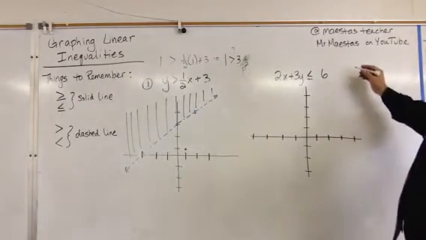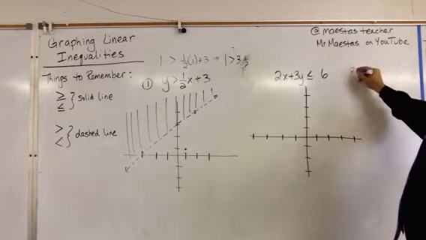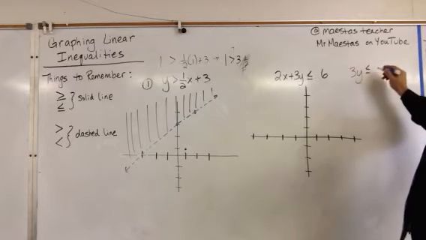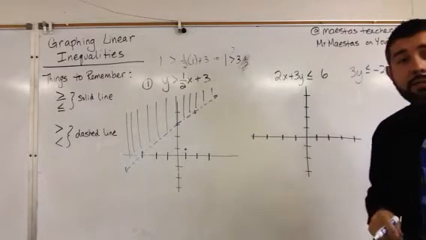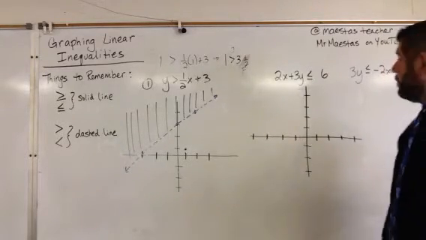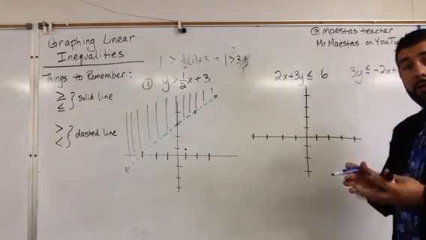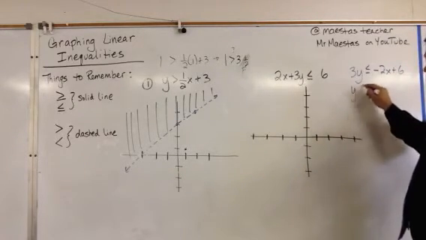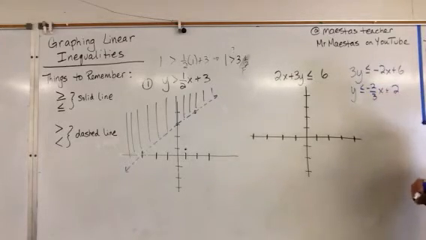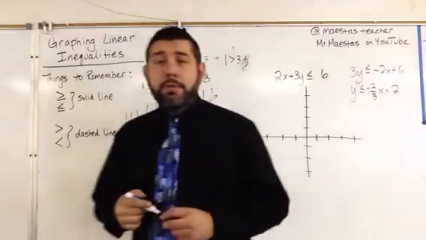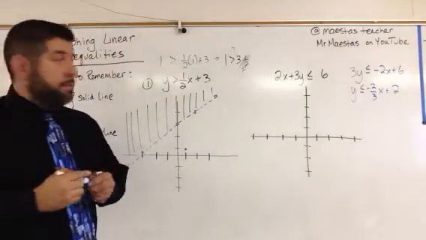So we're going to subtract 2x, and we're going to have 3y is less than or equal to negative 2x plus 6. So I subtracted 2x from both sides of the inequality. Then I'm going to divide everything by 3 to isolate y, and I get y is less than or equal to negative 2/3 x plus 2.